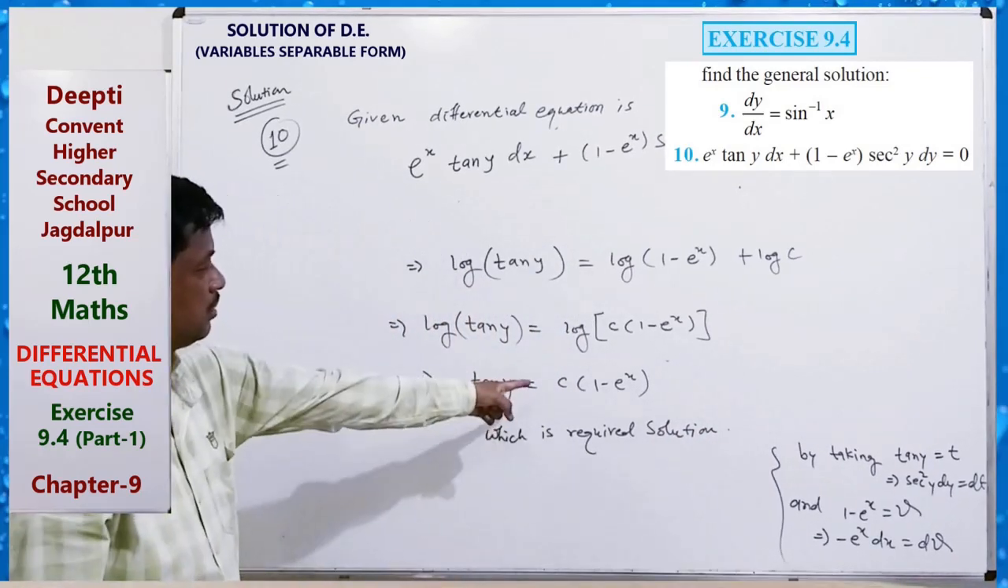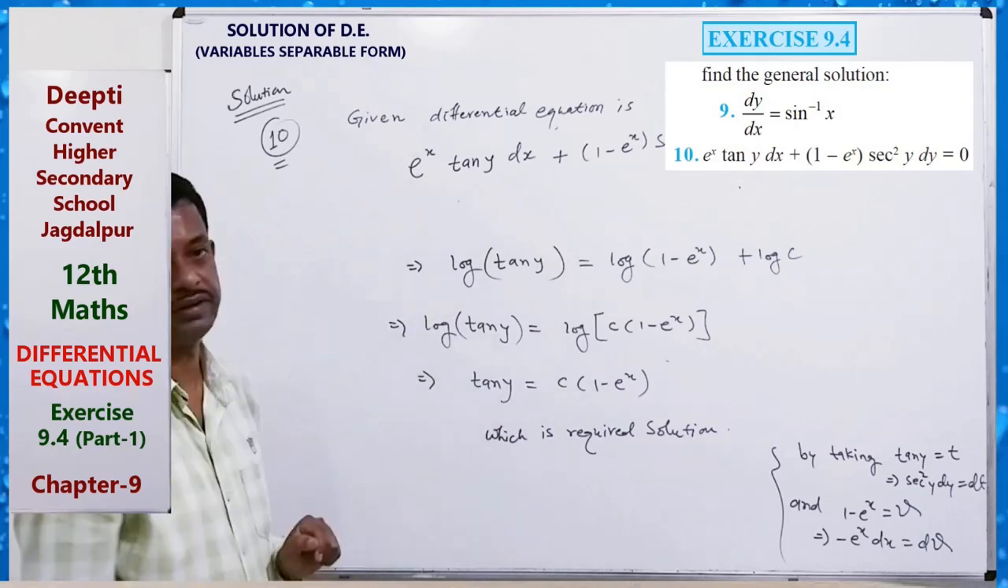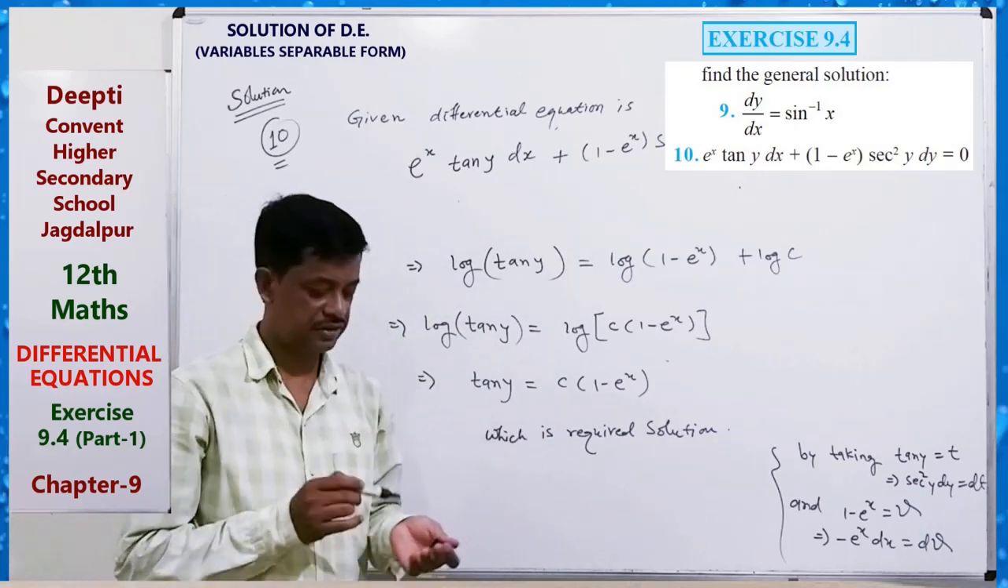It contains one arbitrary constant, one order. So this was the solution of question 10.